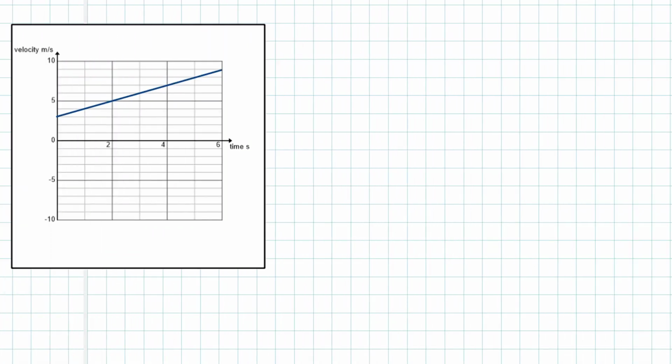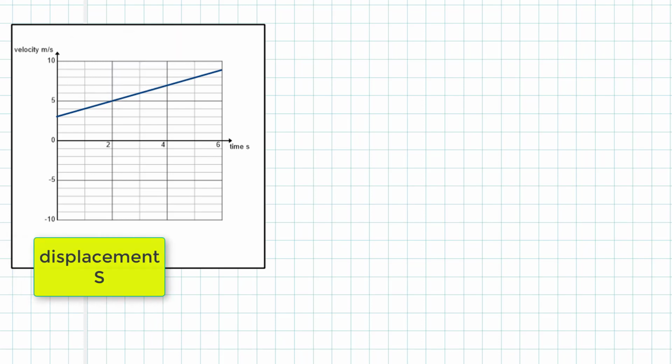Here's a velocity time graph of an object which starts with a velocity of 3 meters per second and 6 seconds later has got a velocity of 9 meters per second. So obviously the object has been accelerating. But what we want to try and find out is the displacement of that object. And there's two methods to do it.